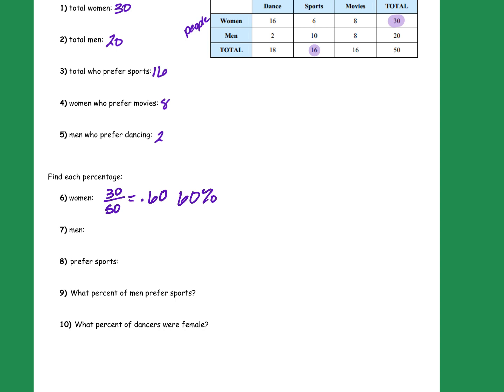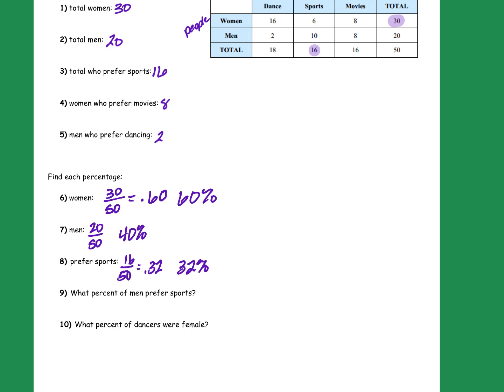How many men would I have? 40%. Well, 20 out of 50, which is 0.4. 40%, right? Okay, how many people prefer sports? 16 out of 50. Okay, so 16 divided by 50 is 0.32, which would be 32%.